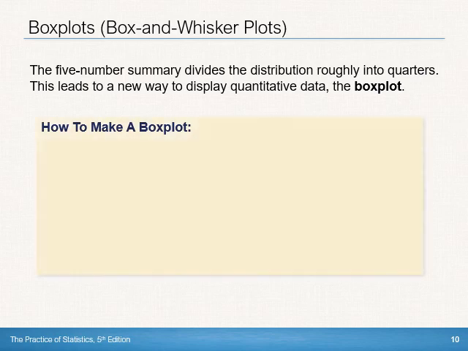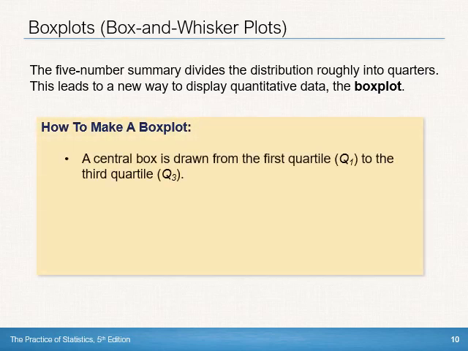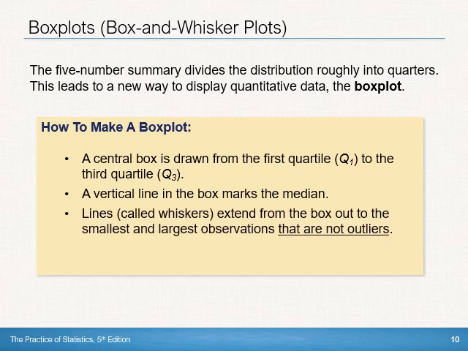All right, so how do we create a box plot? Again, we'll go through an example which will make this more clear. There's going to be a central box in the box plot, which starts at Q1 and ends at Q3, and then we draw a vertical line through the middle of that box, and that will indicate the median. And then we have little lines that we sometimes refer to as whiskers that come out from the side of the box out to the smallest and largest observations that themselves are not outliers.